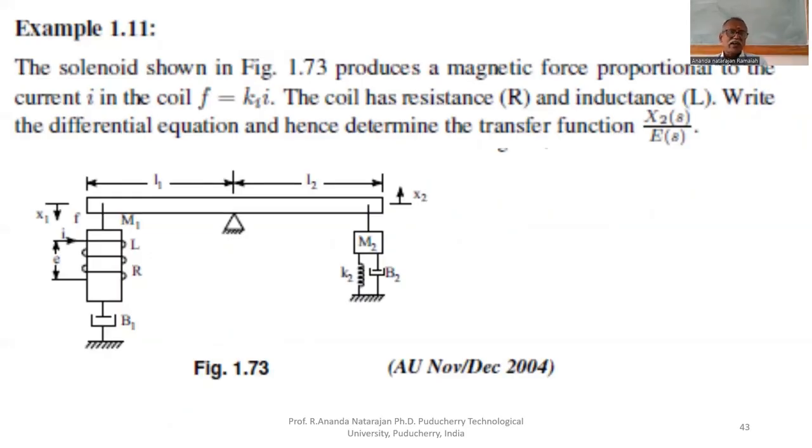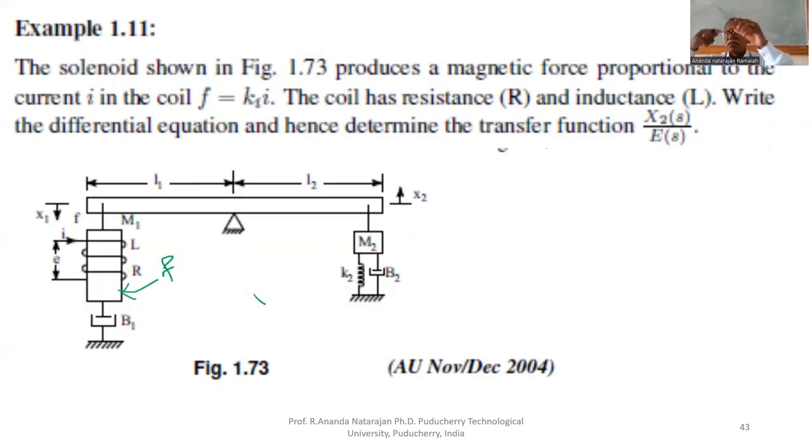The solenoid shown in the figure produces a magnetic force proportional to the current I in the coil. F is the force of the coil. This is the coil, solenoid. In that, a force is produced.